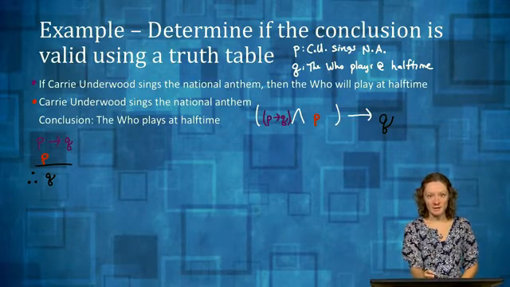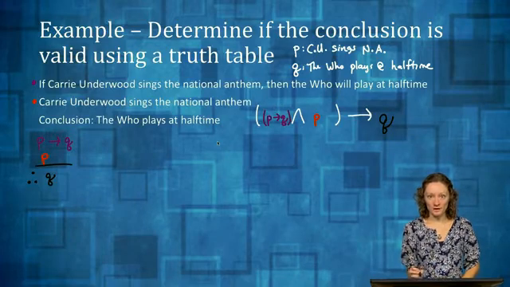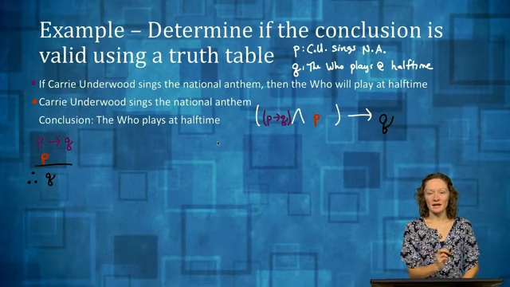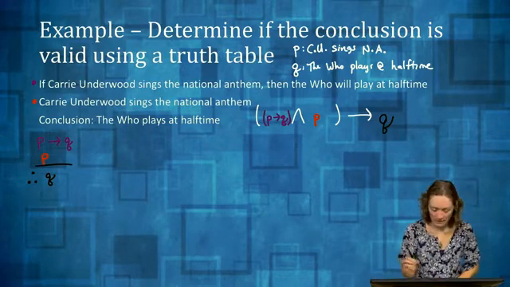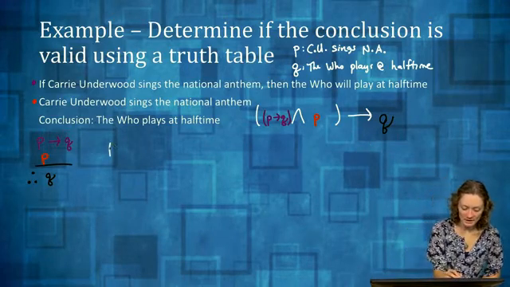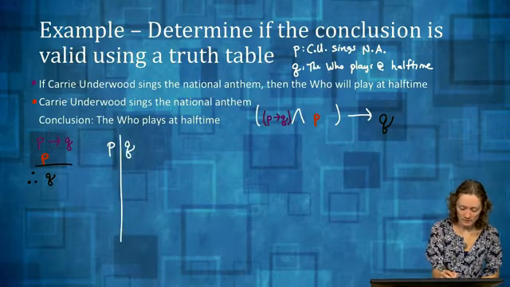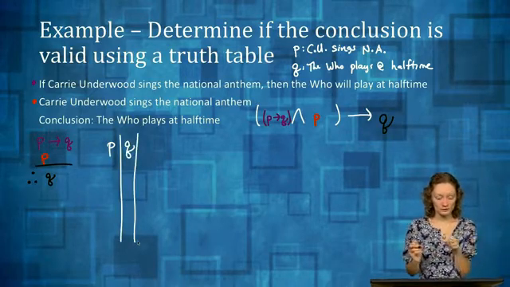So this statement is what we're running through the truth table. If we get all true in the final answer column, it's valid. Any false, it's invalid. So let's start to build that truth table. We only have 2 ideas, P and Q. So we only need 4 rows for this table.